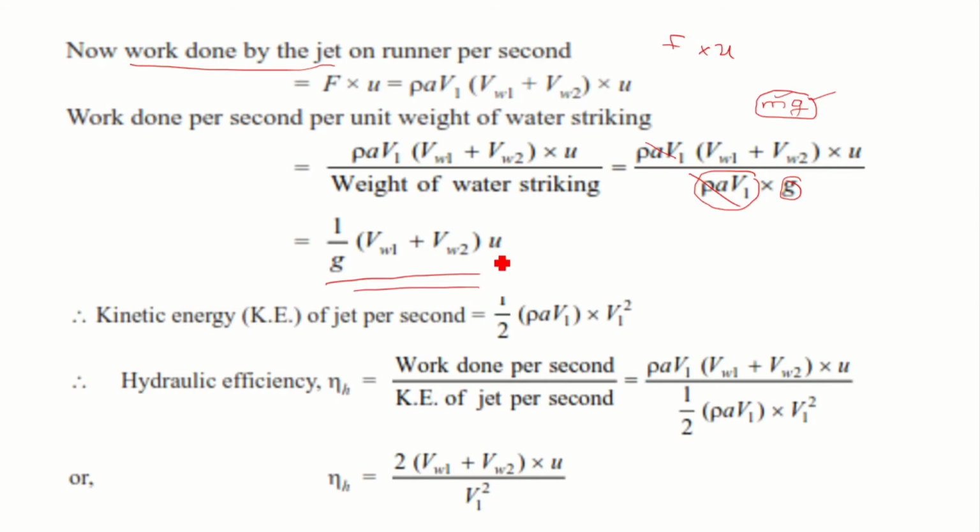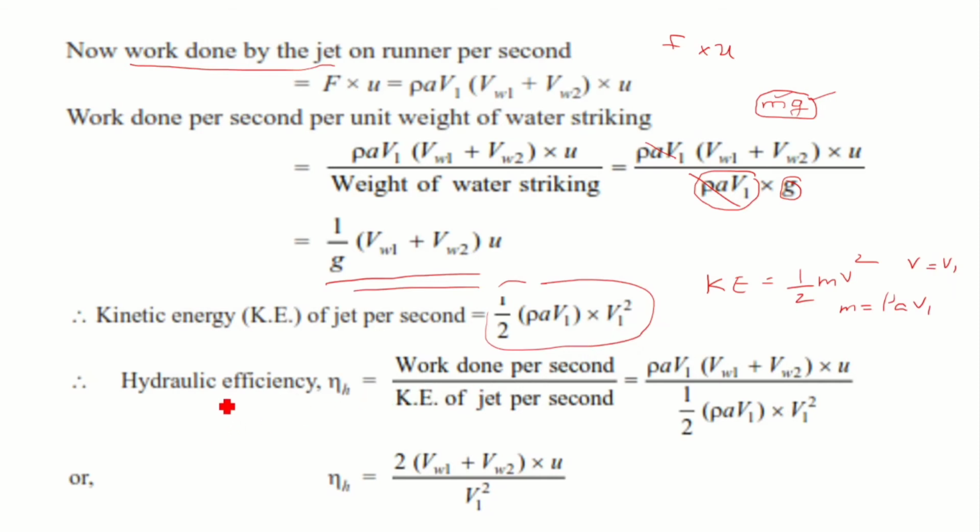So we know the kinetic energy of the jet per second. Normally kinetic energy is equal to half m v square. Here m is equal to rho a v1 and v is equal to v1, so it is rho a v1 into v1 square.